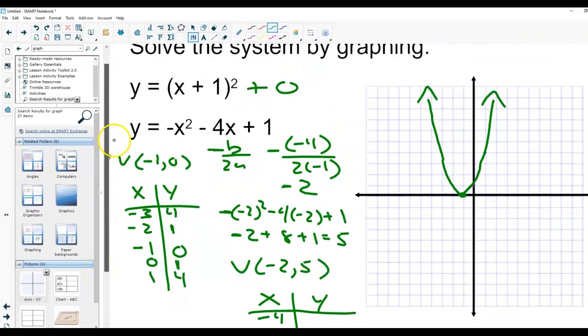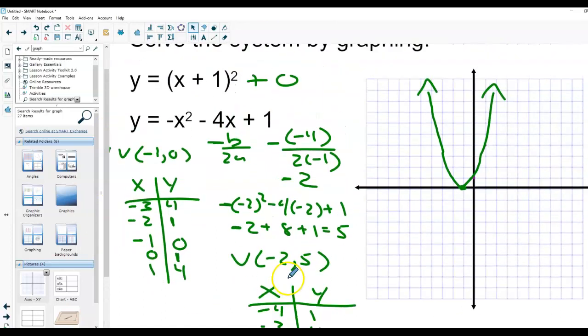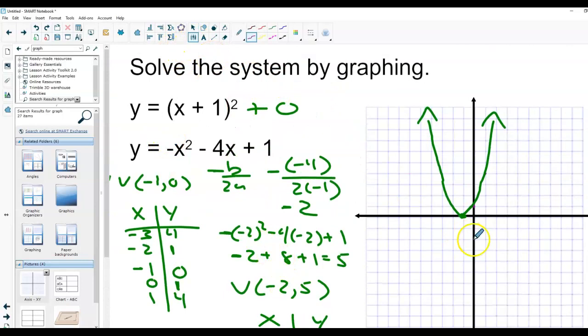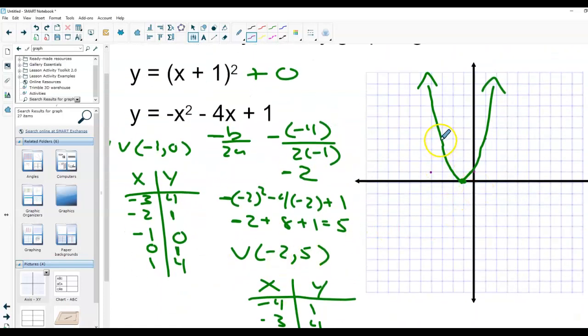If I plug 0 in for x, that's an easy one. That's just 1. So when I plot those points, negative 4, 1. 1, 2, 3, 4, 1. Negative 3, 4. There it is. Negative 2, 5, which is my vertex. Negative 1, 5, and 0, 1. And here's my graph.